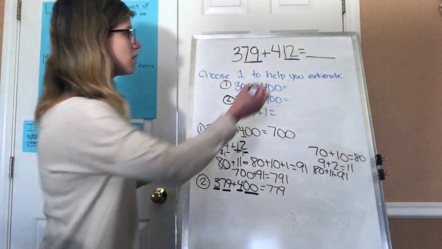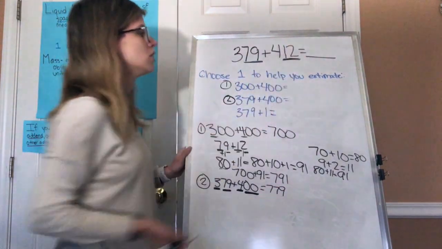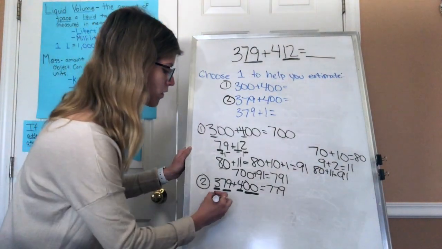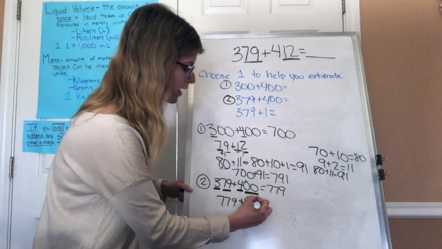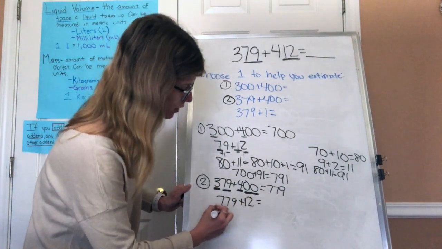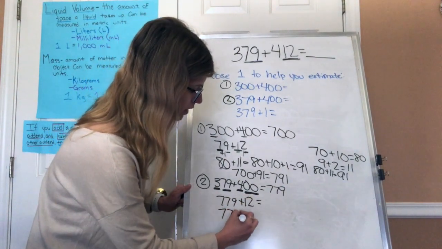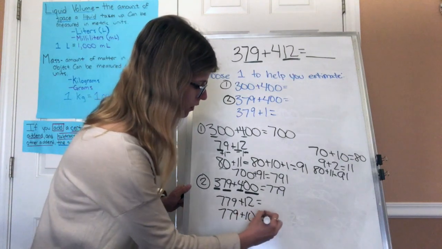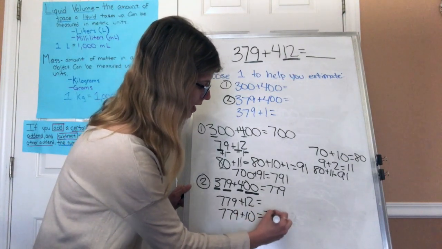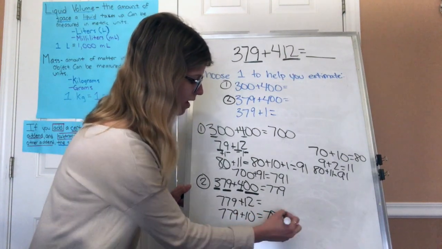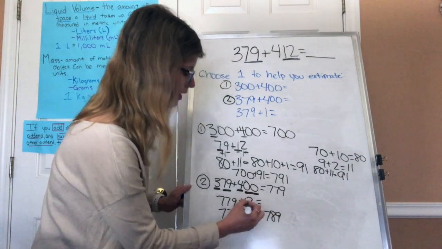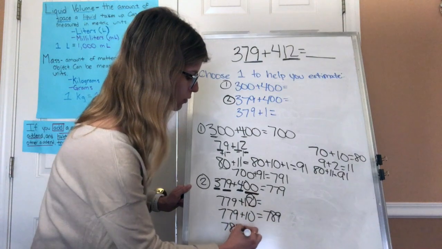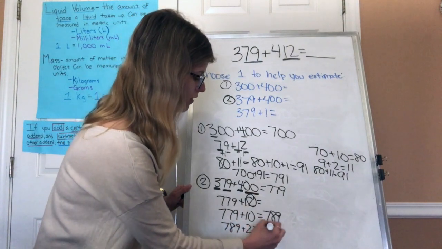And then I still have 12. So I'd have to figure out 779 plus 12. I can break this down to be easier to do 779 plus my 10, which would be 789. And then I would still have to think about my ones place, which is plus 2, which is 791.